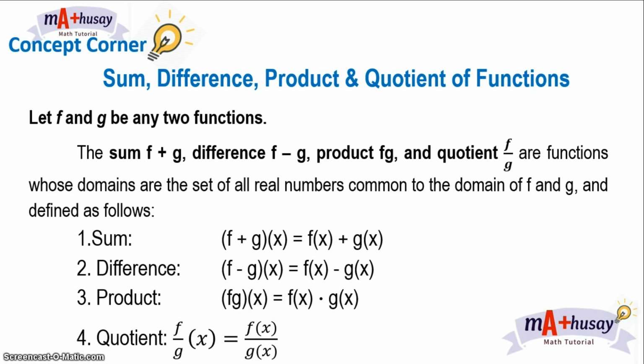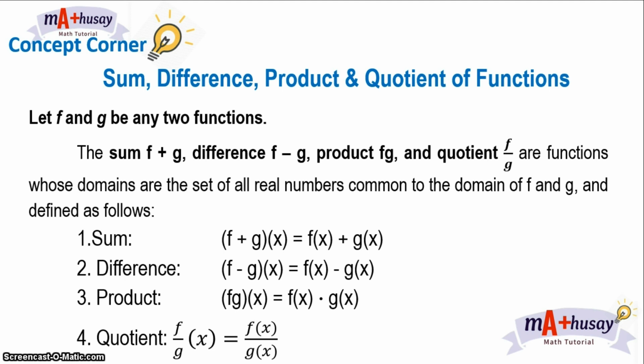Let f and g be any two functions. The sum, f plus g, the difference, f minus g, the product, f times g, and the quotient, f divided by g, are functions whose domain are the set of all real numbers common to the domain of f and g and defined as follows.